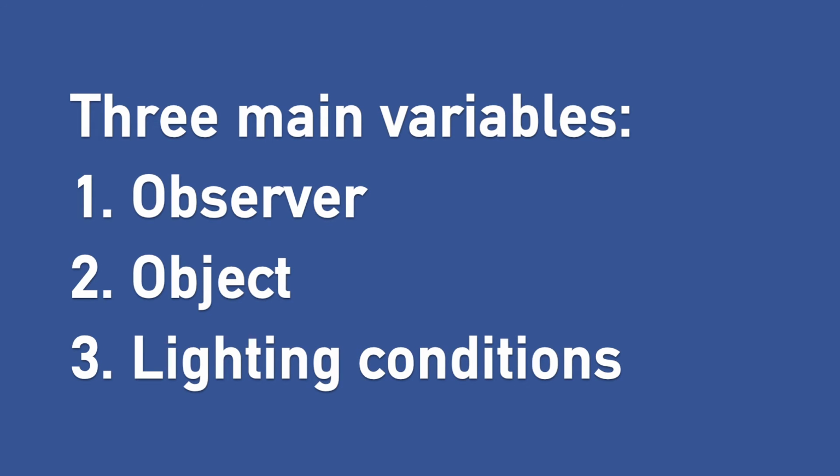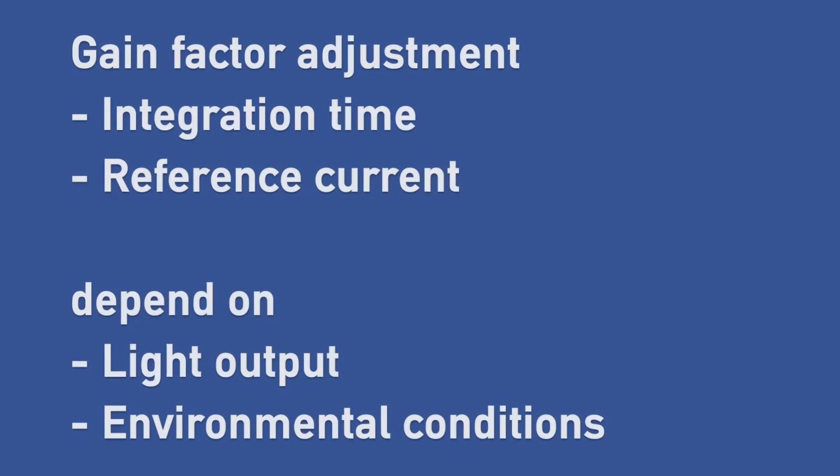There are three main variables that need to be considered during a test setup during a calibration. These are the observer, the object, and the lighting conditions. When these three variables are known and optimized, the factor of gain in form of integration time and reference current depend on the light output and the environmental conditions.